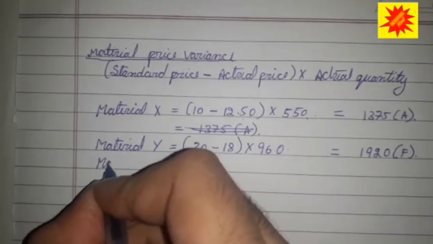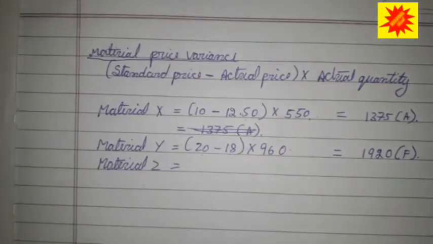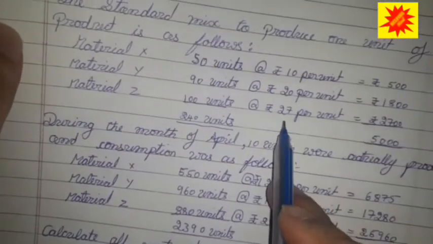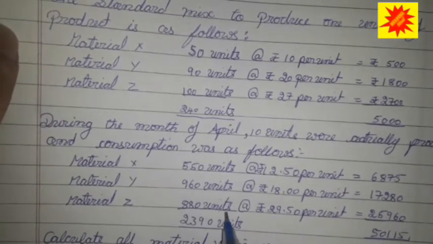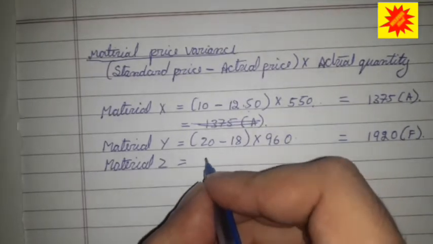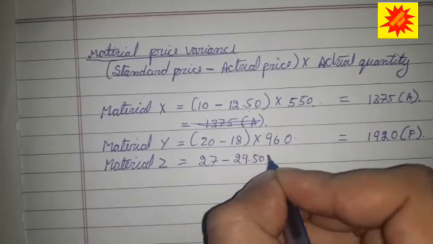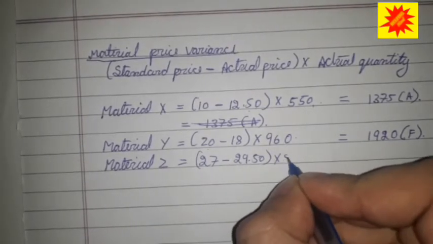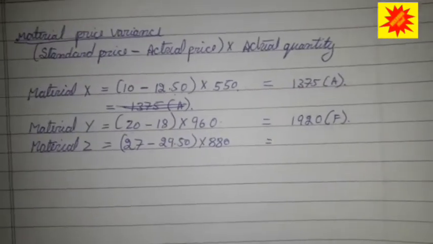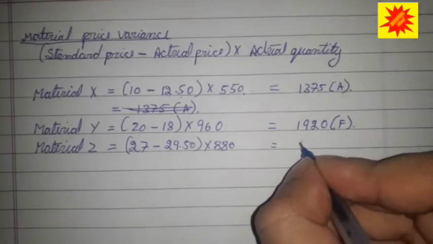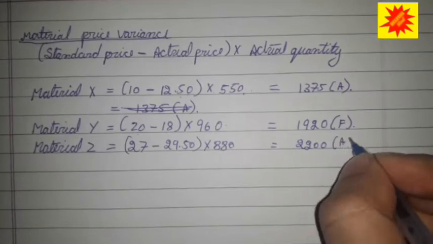It is favorable because it is a positive value. Next we have material Z. So for material Z, it is 27 minus 29.5 into 880 units, right? So 27 minus 29.50 into 880 will give you 2200. Definitely it is negative, so it is adverse.